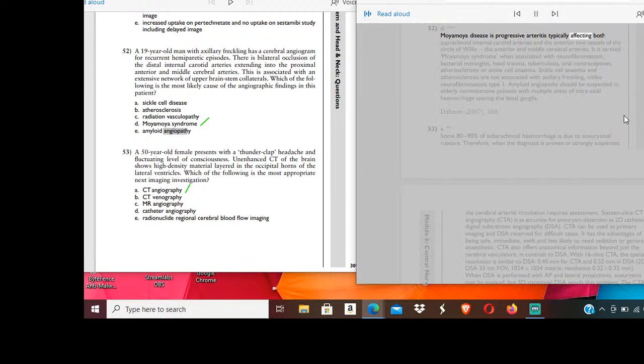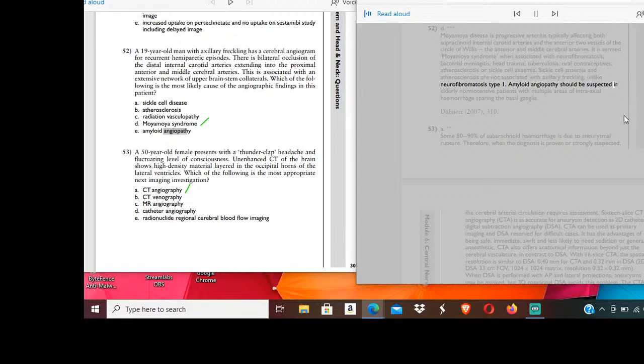Progressive arteritis typically affects both supraclinoid internal carotid arteries and the anterior two vessels of the circle of Willis, the anterior and middle cerebral arteries. It is termed Moyamoya syndrome when associated with neurofibromatosis, bacterial meningitis, head trauma, tuberculosis, oral contraceptives, atherosclerosis, or sickle cell anemia. Sickle cell anemia and atherosclerosis are not associated with axillary freckling, unlike neurofibromatosis type 1.